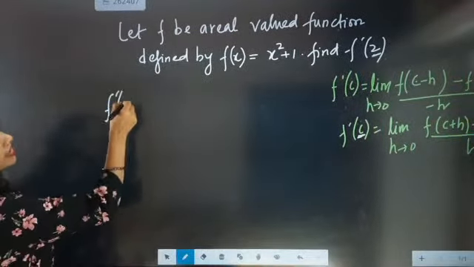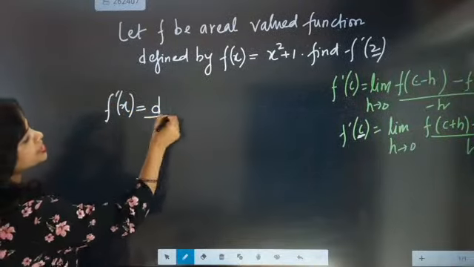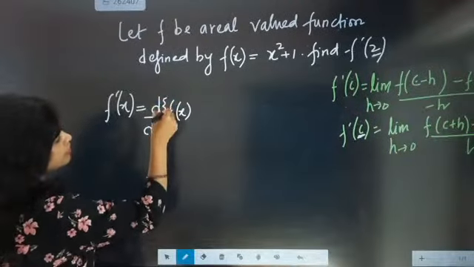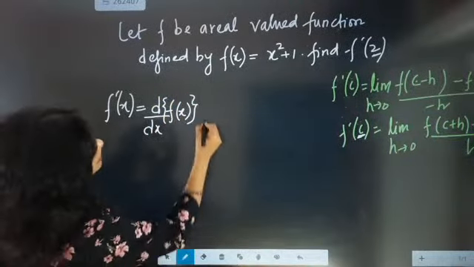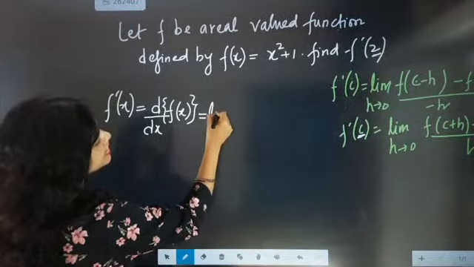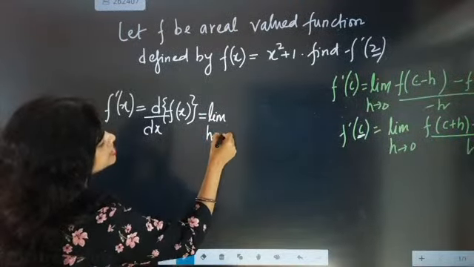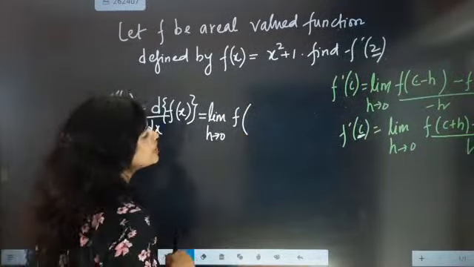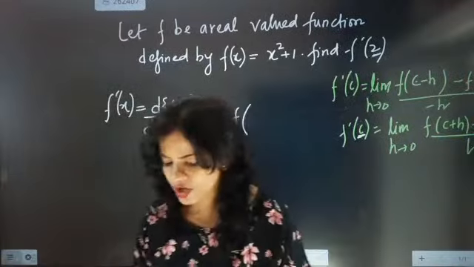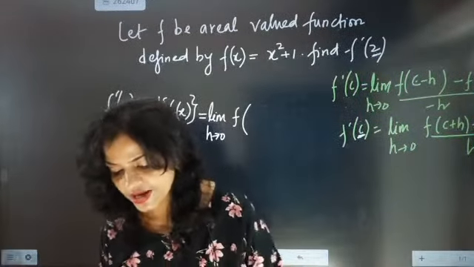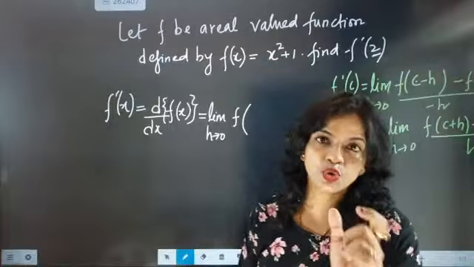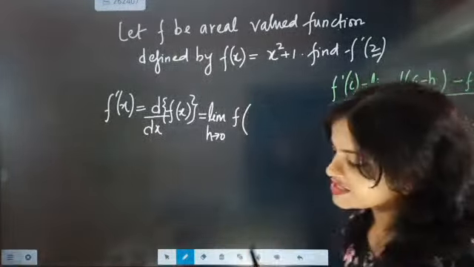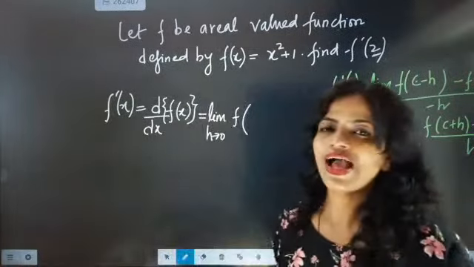f'(x) is nothing but the differentiation of f(x), the differentiation of the function. Now how to write it? We are going to write it as limit h tends to 0 f of... First we are going to use the formula, because here they have asked for c = 2. They have asked for f'(2), so we are exactly going to substitute 2.